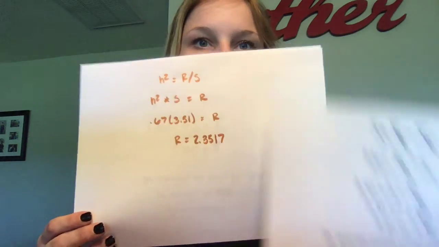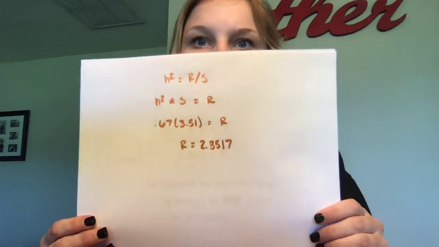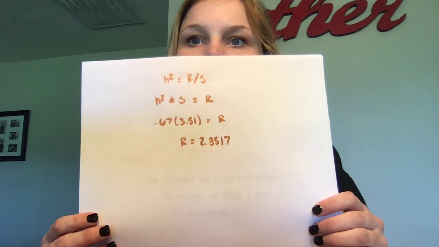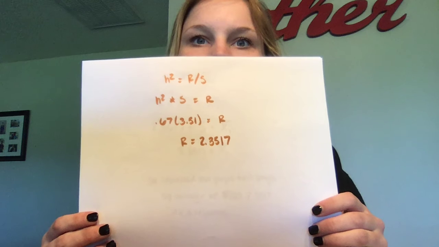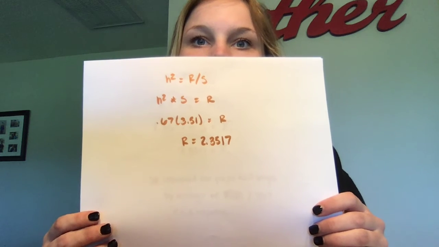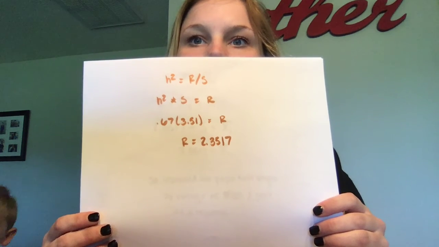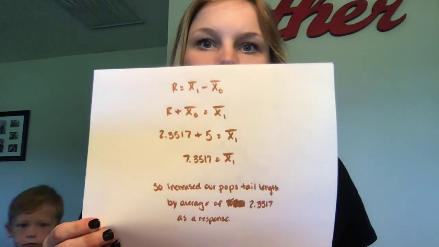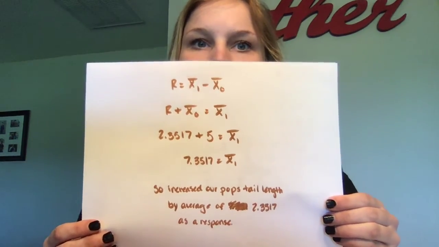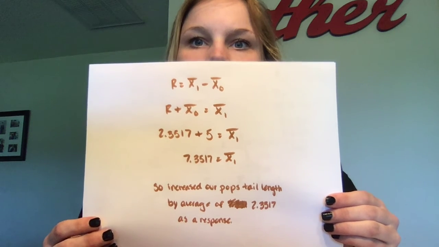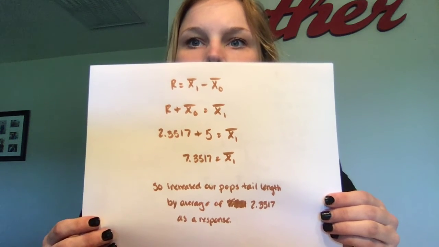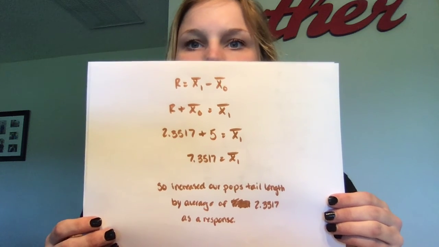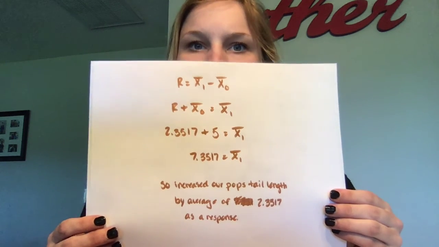Next, let's calculate r using realized heritability and s. So, h squared is equal to r divided by s, so r is equal to h squared times s, which gives us 2.35 for our response to selection. Lastly, we want to know what's the average tail length of our offspring population that we breed. Well, to find out that, we will set r to x sub 1 minus x sub 0. We find by doing some simple math that x sub 1 is 7.35 for our offspring.